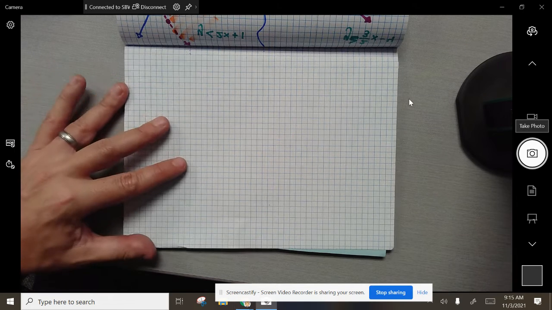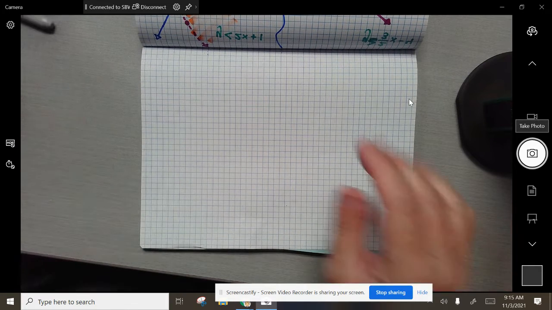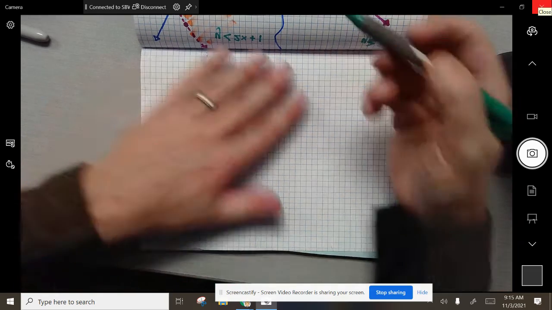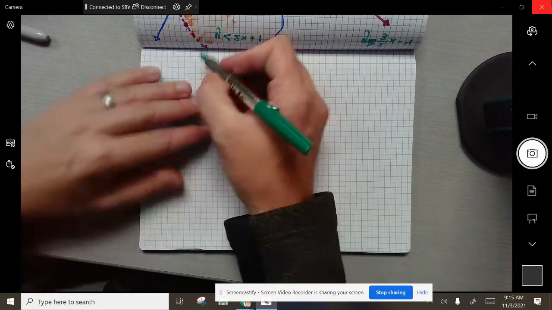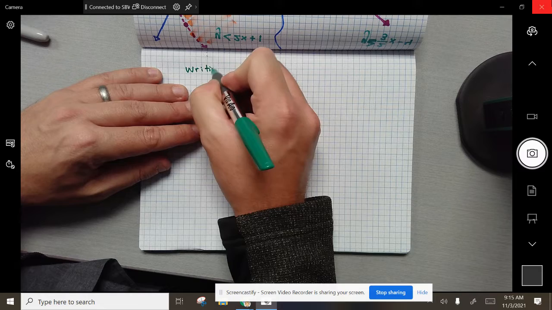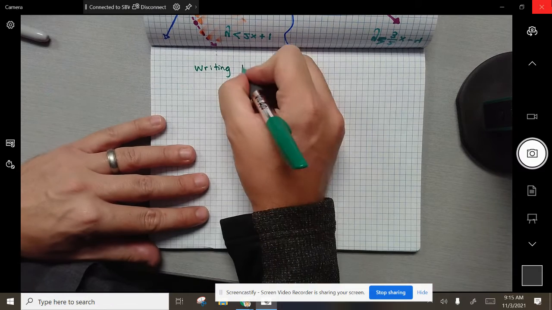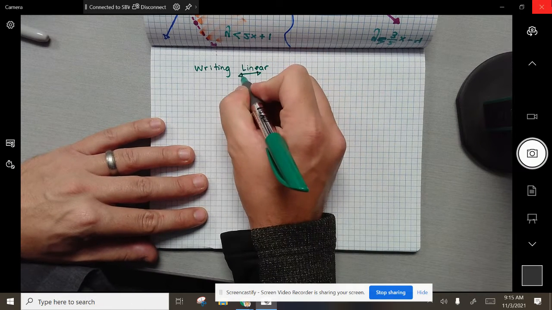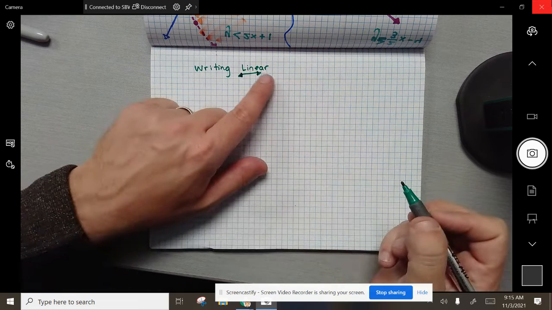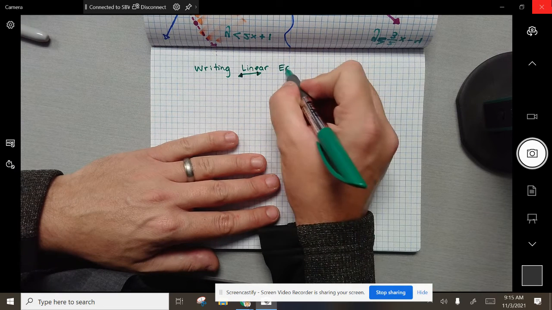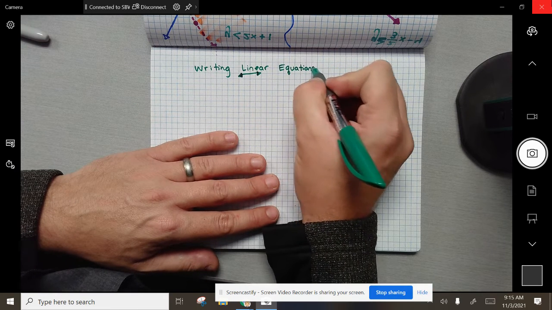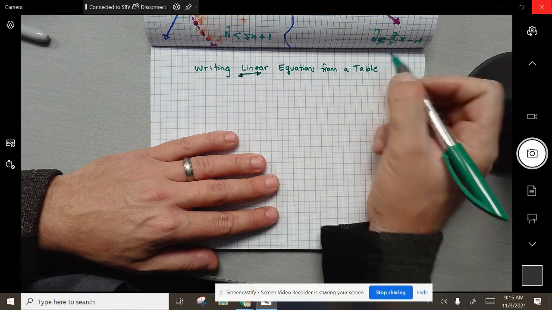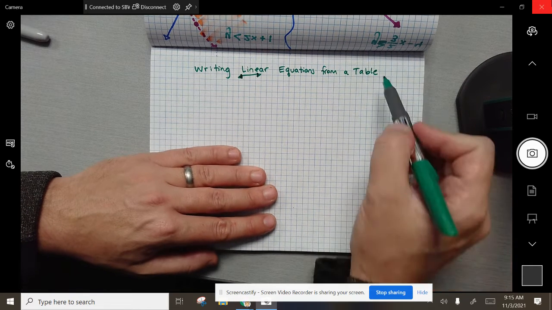Okay, so what I'm going to do first is a couple of different sets of notes. This might seem like a lot, but the first one I want to do is writing linear, and I like to put a line under linear. The word line is in linear. Linear equations from a table. Okay? Writing linear equations from a table.